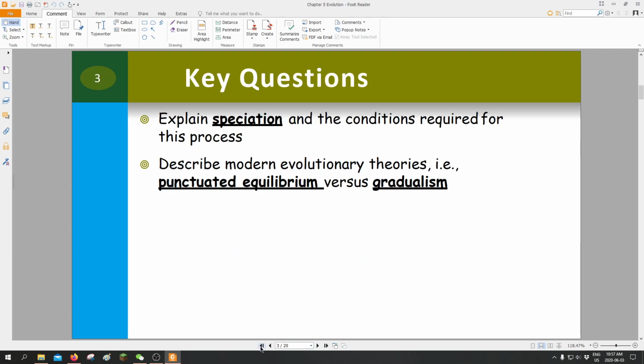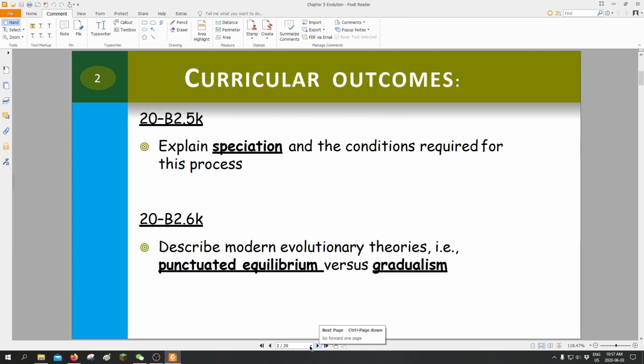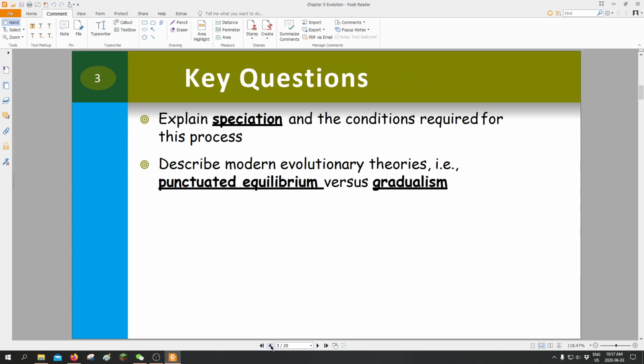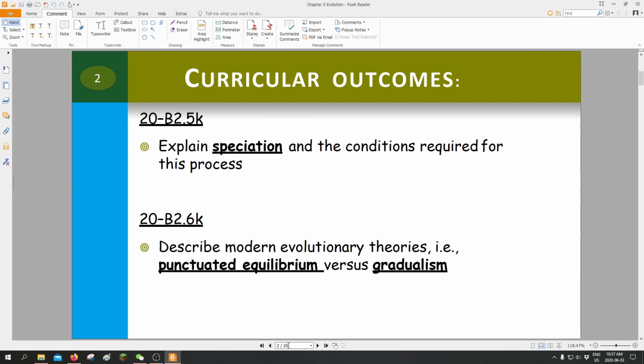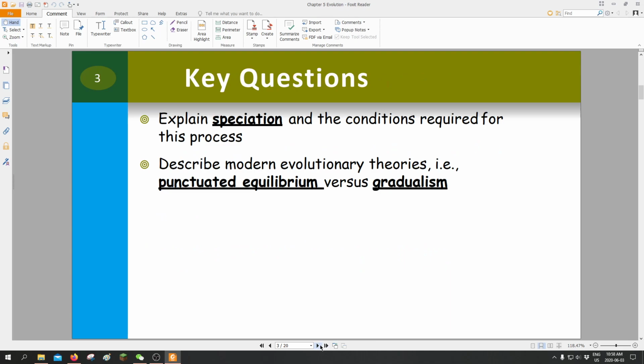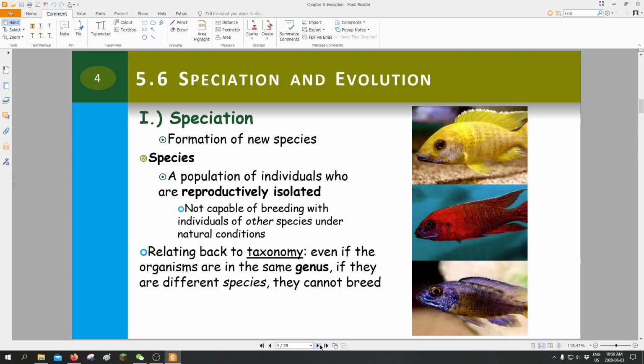These are the curricular outcomes. Oh, I forgot to put in the key questions. I'll put in the key questions afterwards, and I attached them online as usual. The key questions are related to the curricular outcomes. You have to be able to explain what speciation is and the conditions required. You should also be able to describe some evolutionary theories, like what is punctuated equilibrium versus gradualism, and other things like divergent versus convergent evolution. But we'll get into that later on.